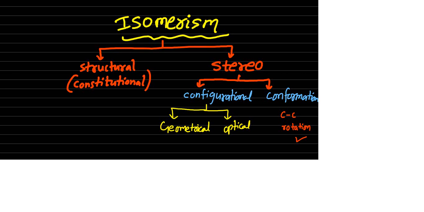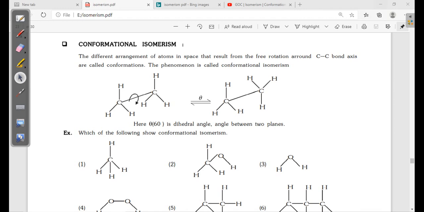Now today's class is about conformational isomerism. Yes, how it is forming due to C-C bond rotation. Okay, now we will discuss clearly about conformational isomerism. So this is the conformational isomerism due to C-C bond rotation. See the definition.